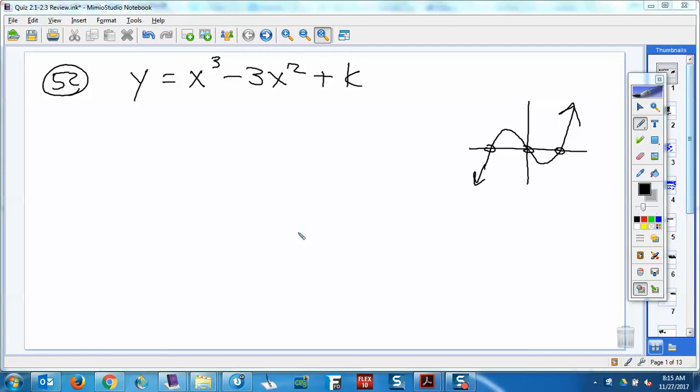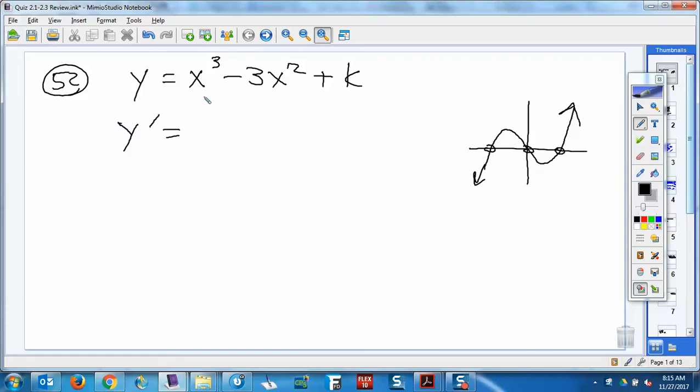Because one of the things we learned in section 2.4 is how to find local max and local min. So where do we start to find local max and local min? Set what equal to 0? The derivative, right? Because the local max is when the slope is 0. So we take the derivative and we set it equal to 0.